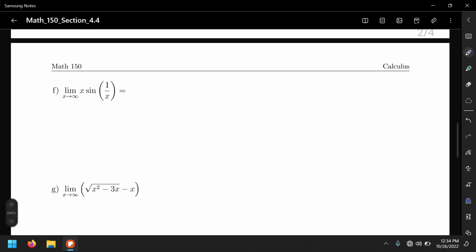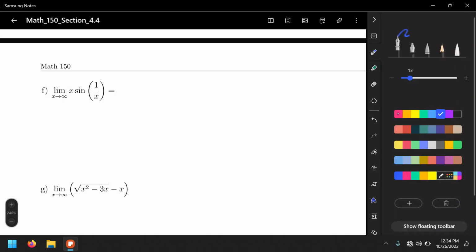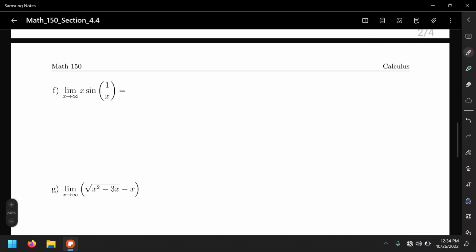Number 1. So let's try direct substitution for this one. So that's going to be, for x, well, that's just infinity times sine of 1 over infinity. Well, what's 1 over infinity? 0, so that's infinity times sine 0, which is infinity times 0, or 0 times infinity by commuting the factors.